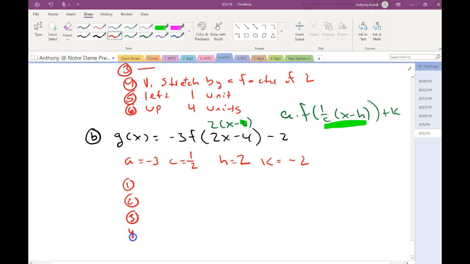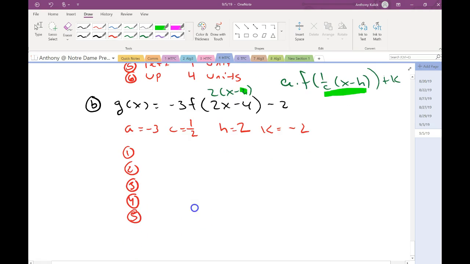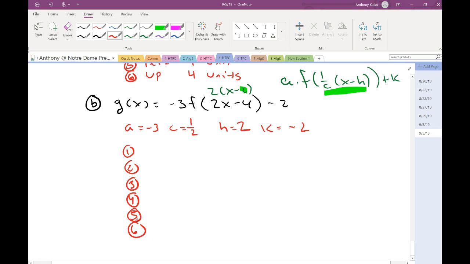So I'll write out my 6 steps here. Do they have to be in the same order? Yes, the order is important. I need you to write them in 1, 2, 3, 4, 5, 6 order that I wrote them for you guys. I'll explain why in a moment. Step 1, we look at the sign of C. Since C is positive, we don't have to do anything for step 1. For step 2, we look at the magnitude of C. Since the magnitude of C is less than 1, we have a horizontal shrink by a factor of 1/2.